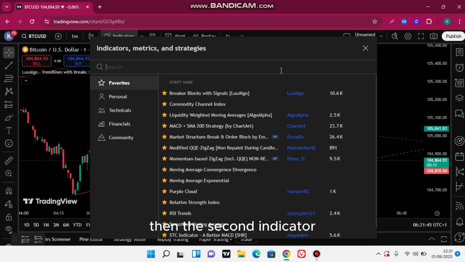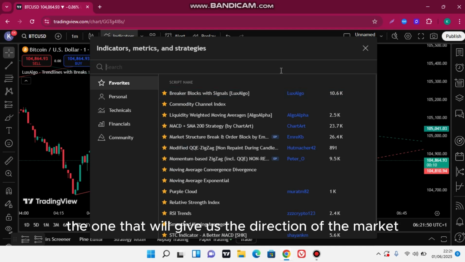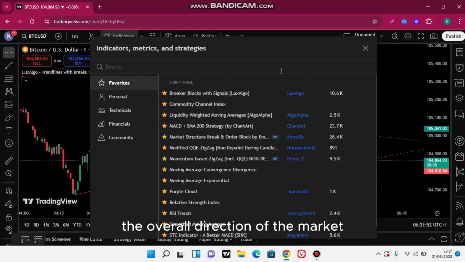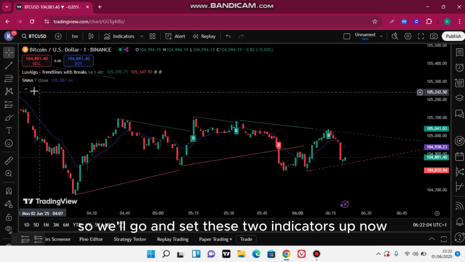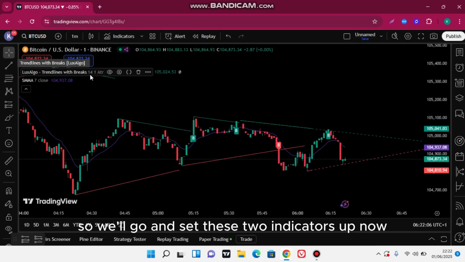Then the second indicator is the one that will give us the direction of the market, the overall direction of the market, if it is bullish or if it is bearish, before we wait for the confirmation from the trend line with breaks. So that indicator is a smooth moving average. So we'll go and set these two indicators up now.